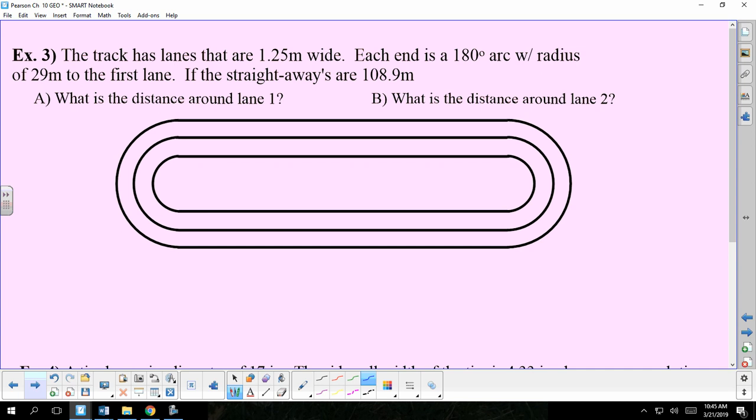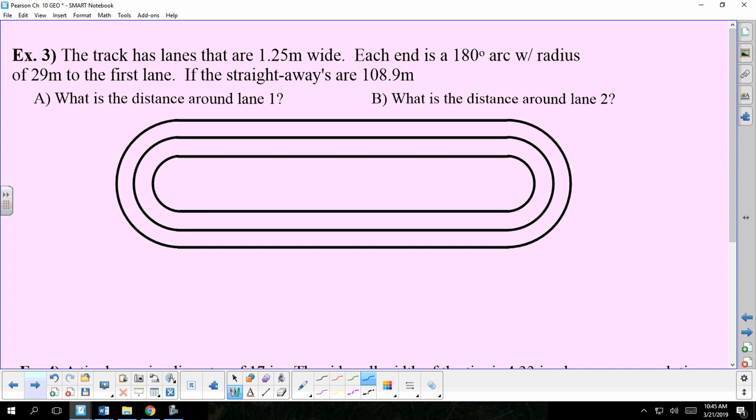Is anyone in track in here? What's one lap around the track? 400 meters. And when you're doing a 400-meter race, does everyone start at the same position on the track? No, right? They stagger them. Why? Because the distance around the inner lanes is shorter than the distance as you move out. So that's the reason for the stagger when you're doing those longer races. All right, so let's see what the actual length of that stagger is.